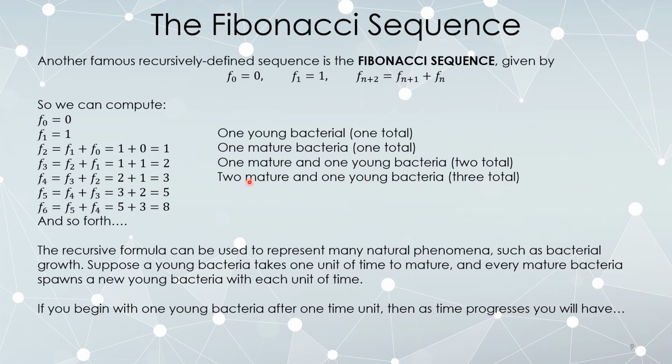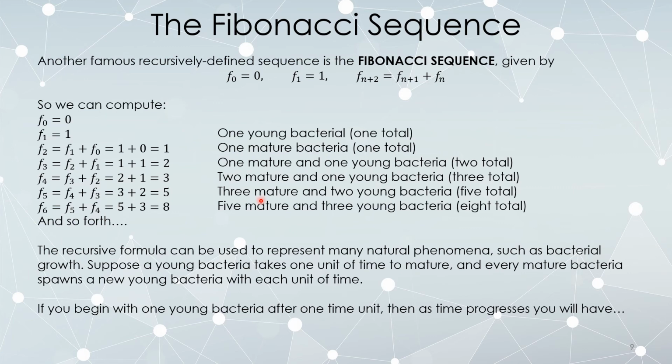This young bacteria became mature. The mature one spawned another young one. Those 2 mature bacteria spawn 2 young bacteria. This young bacteria becomes mature, so I have 3 total mature ones. These 3 mature bacteria spawn 3 young ones. These 2 young ones become mature, combined with the 3 I already have to have 4. So this sequence is actually telling me how many bacteria total I have, and so forth.